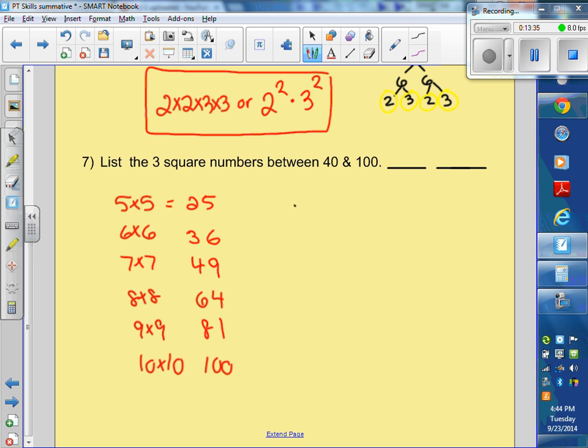So the ones that are between 40 and 100 would be these 3. Bigger than 40, but less than 100. And there should be a third blank there. So 49, 64, 81.